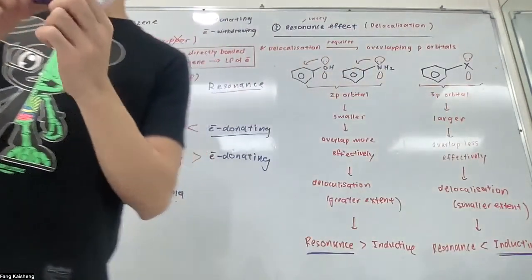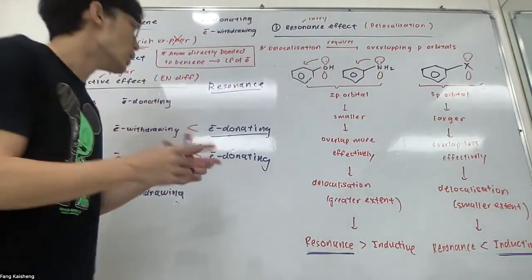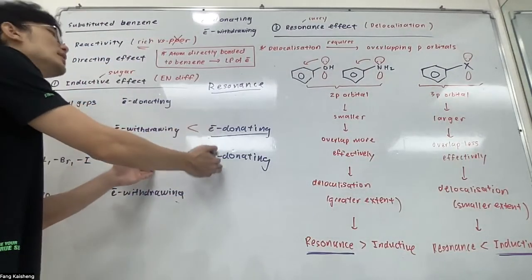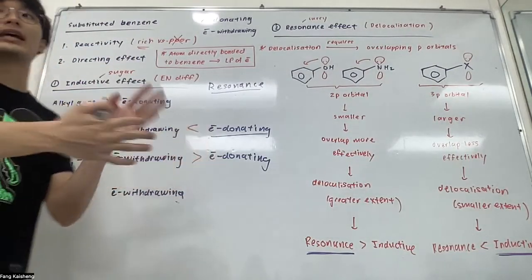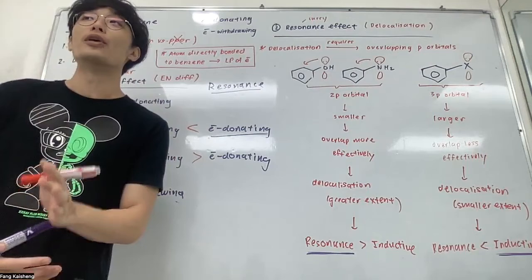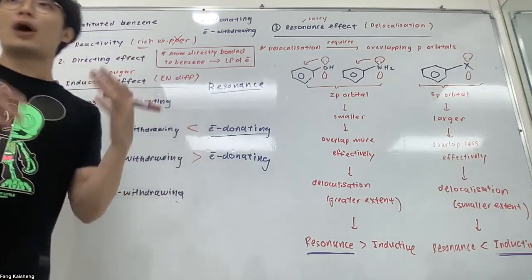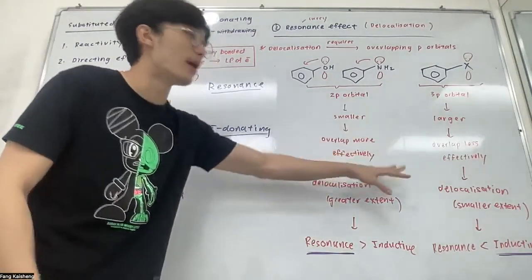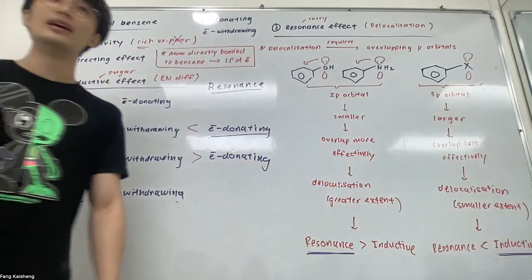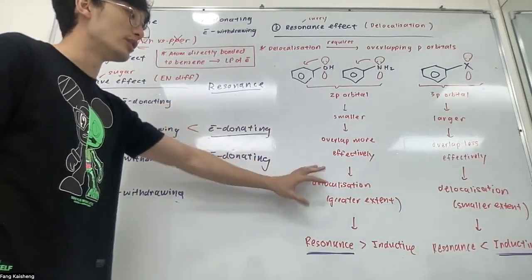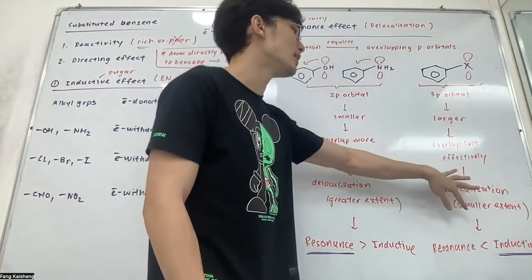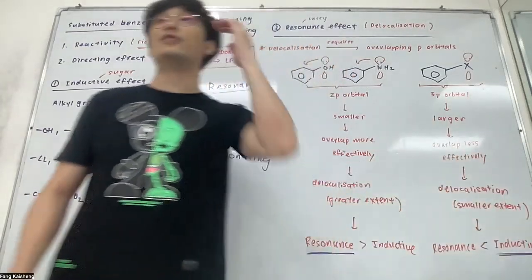So it's a battle. They have to pick their poison. Is it inductive or is it resonance? If it's conflicting like these two scenarios here, they're going to have to decide which one is more powerful. That's the overall effect. And how is it explained? How is it more powerful or not? We're going to look at the resonance. How good is their delocalization? This delocalization is good, so we follow the resonance effect. This delocalization is weak, so that's why the inductive effect takes over instead.